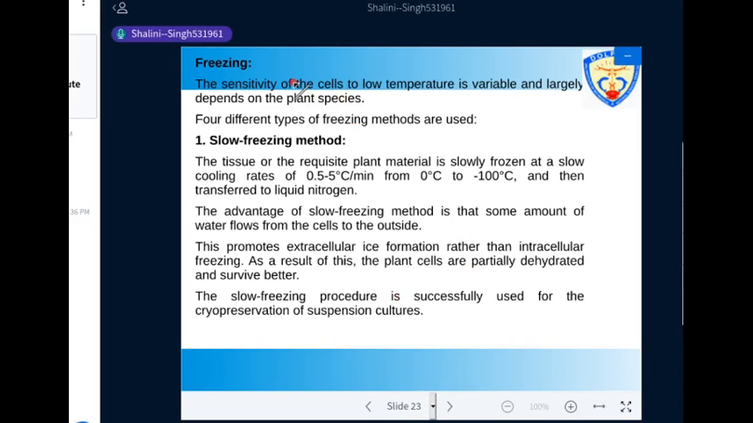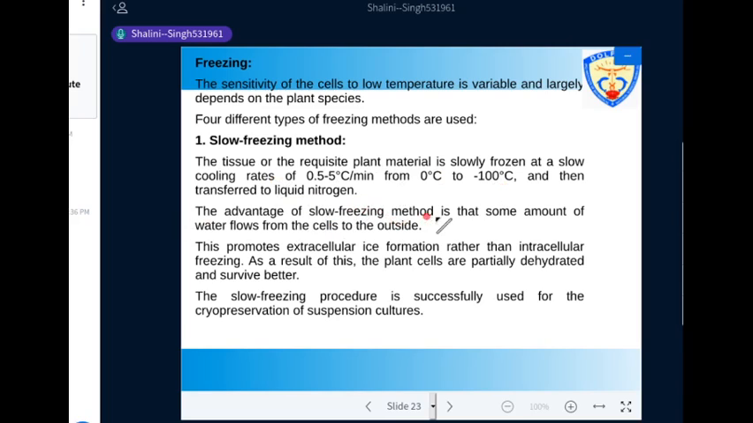Next step is freezing. The sensitivity of the cells to low temperature is variable and largely depends on the plant species. There are four different types of freezing methods. First is slow freezing method. The tissue or the requisite plant material is frozen at a slow cooling rate of 0.5 to 5 degrees centigrade per minute from 0 degrees to minus 100 degrees centigrade, and then transferred to liquid nitrogen.